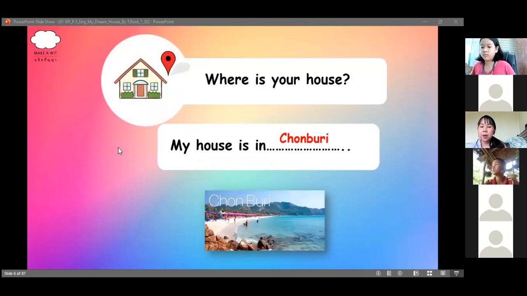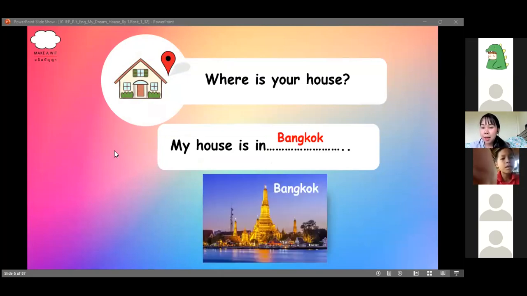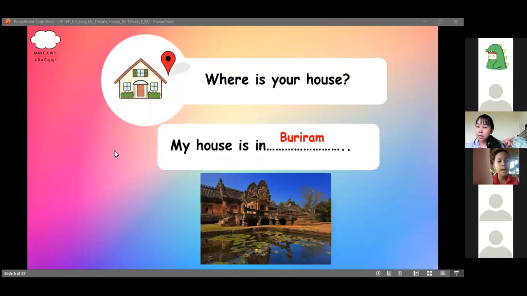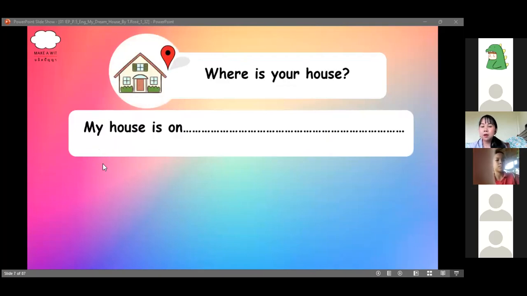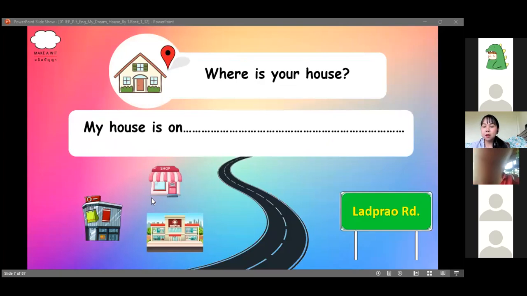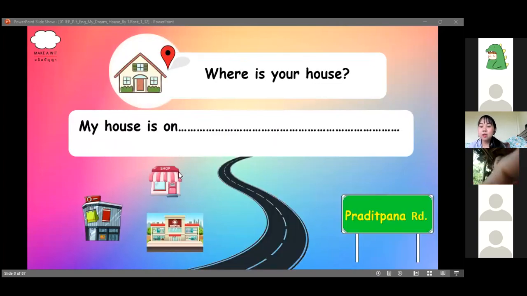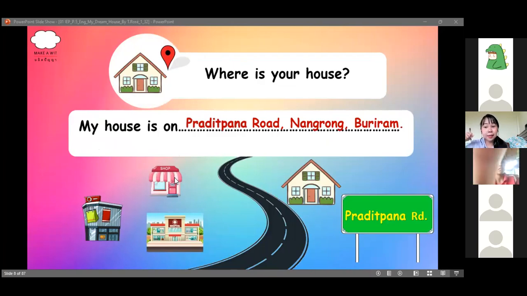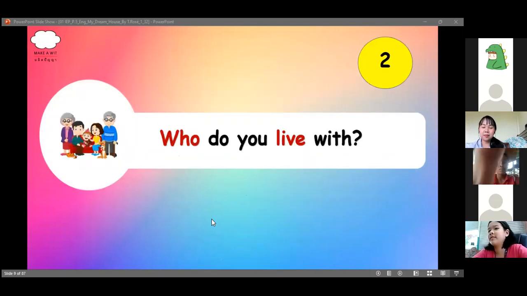Where is your house? You can say, my house is in Chonburi. My house is in Krabi. Or my house is in Bangkok. Or my house is in Buriram. Good job. 1 point for Kaopan. Next one. Where is your house? My house is on Latrao Road, Jatujak, Bangkok. Or my house is on Pradipana Road in Buriram. Good job.